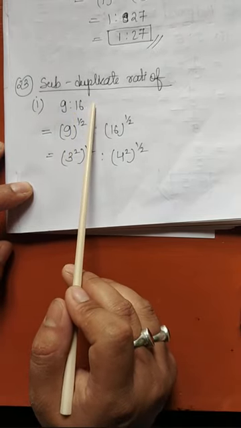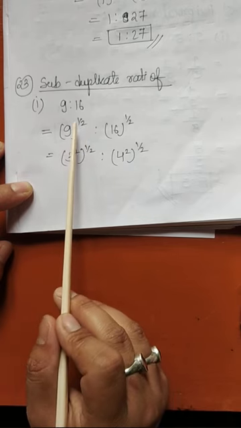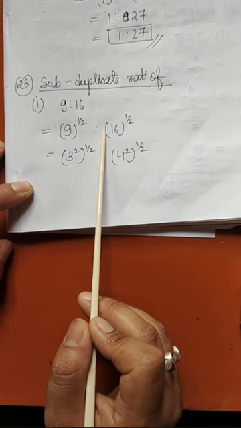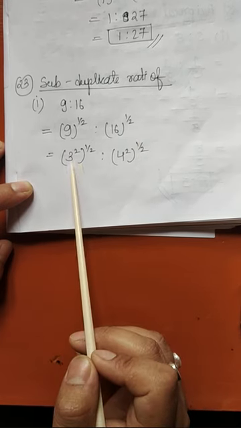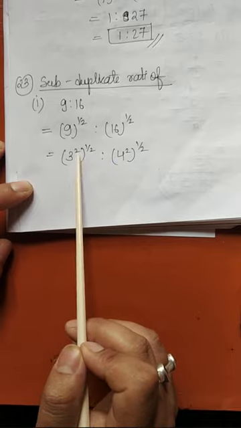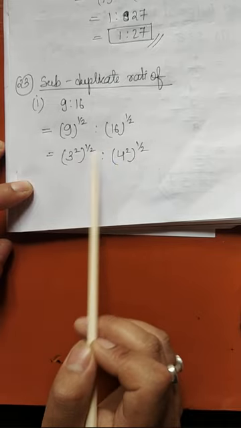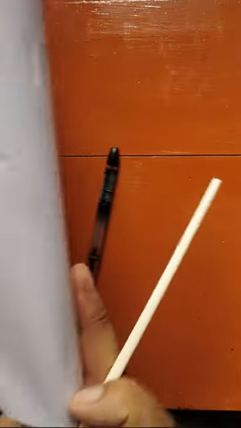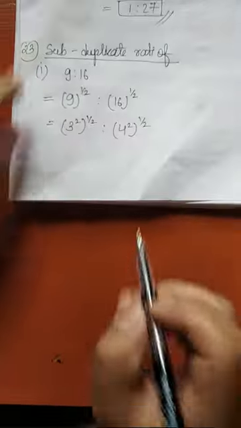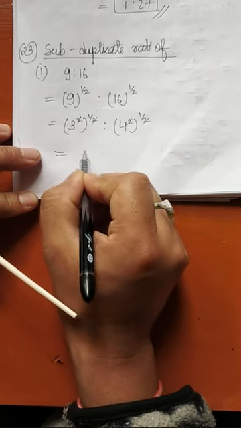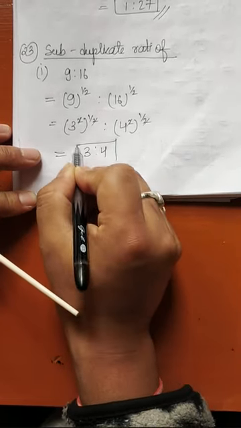So the sub-duplicate of 9 is to 16 will be 9 to the power 1/2 is to 16 to the power 1/2, which is the square root of 9 is to the square root of 16. So 9 is 3 square, 16 is 4 square, the square and the half get cancelled out, so hence I get 3:4. Hence here sub-duplicate means 3:4.